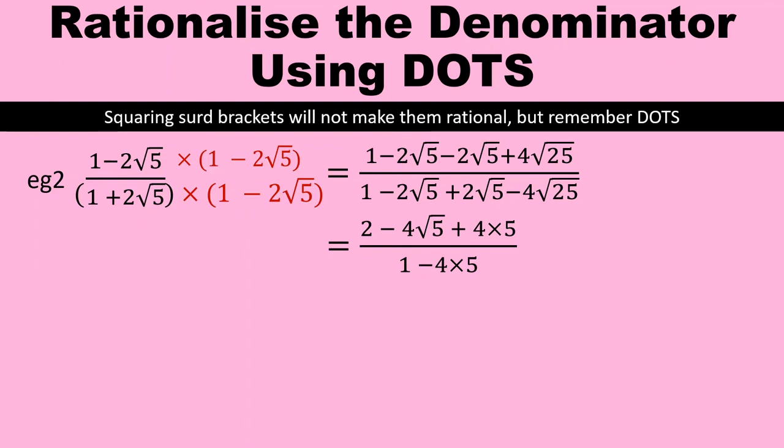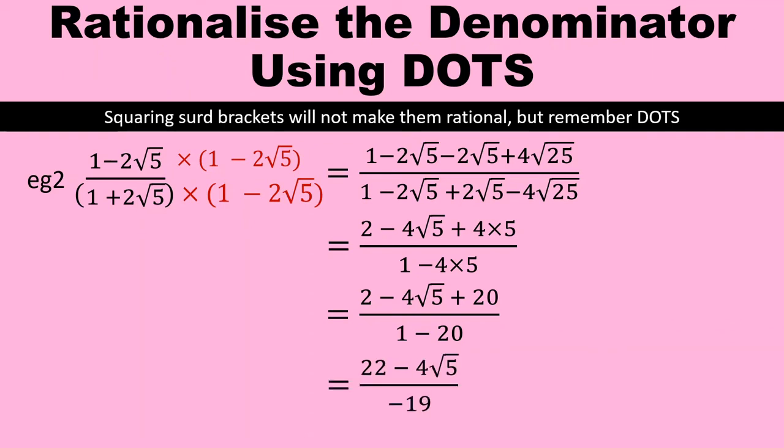Again, we can simplify that by multiplying our rational parts together. 4 times 5 is 20. And we can simplify that a little bit further by grouping our like terms. That is, grouping our rational number terms. In the numerator, I've got 2 plus 20, 22. And in the denominator, I've got 1 minus 20, negative 19.